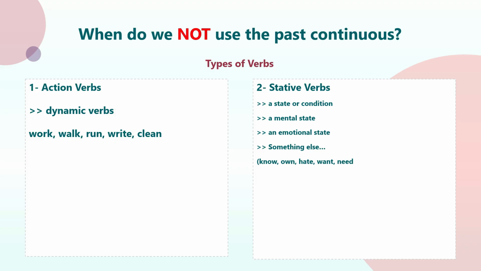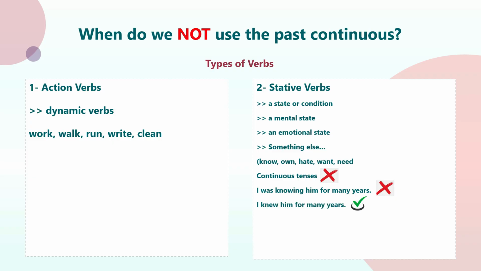Here's the key point. With many stative verbs, we cannot use continuous tenses. For example, it's wrong to say, I was knowing him for many years, because know is a stative verb, and stative verbs don't work in the continuous form. Instead, we can say, I knew him for many years. It's also wrong to say, Sarah was hating snakes, because hate is an emotional stative verb, and stative verbs don't work in the continuous form, as I said before. Instead, we can say, Sarah hated snakes.